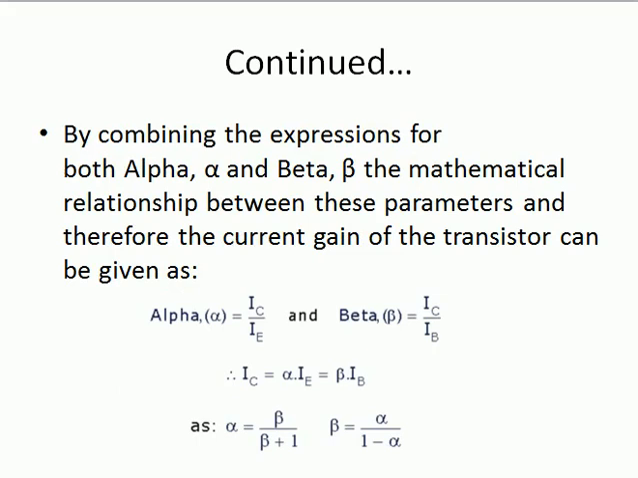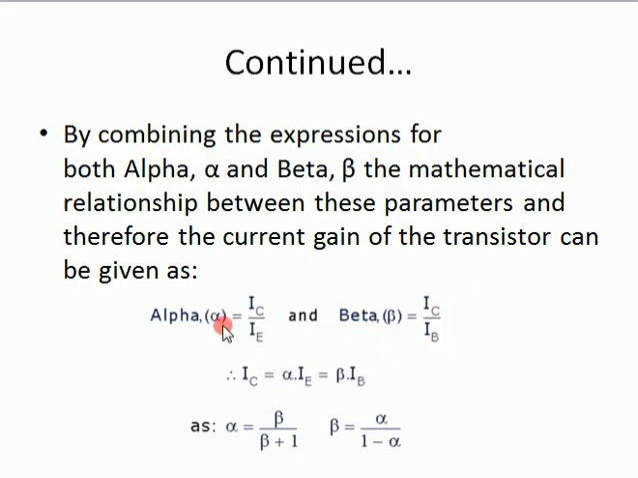So by combining the expressions, we know this. Here you see alpha is equal to IC over IE, and now another parameter is beta. And what is beta? Beta is the ratio of currents between IC and IB. So these are the basic parameters, alpha and beta, and both are ratios of current, giving us the current gain. So from this relationship we can derive some other expressions: alpha is equal to IC over IE and beta is equal to IC over IB.